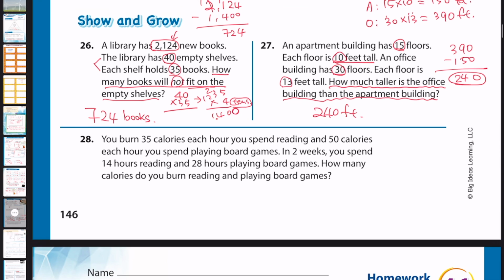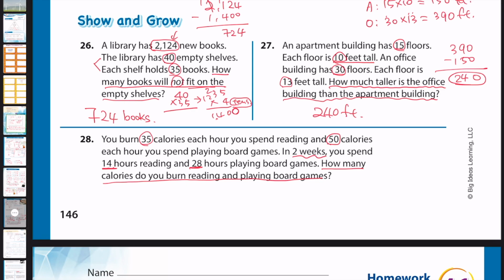28. Last question. You burn 35 calories each hour you spend reading, and 50 calories each hour you spend playing board games. Ooh, I didn't know. Playing board games, you can burn your calories. Okay. In 2 weeks, you spend 14 hours reading and 24 hours playing board games. You play more than reading. Okay, the question is what? How many calories do you burn reading and playing board games? Okay, so you need to add or subtract. Yes, you need to add them together.